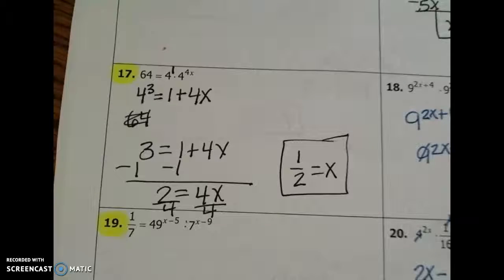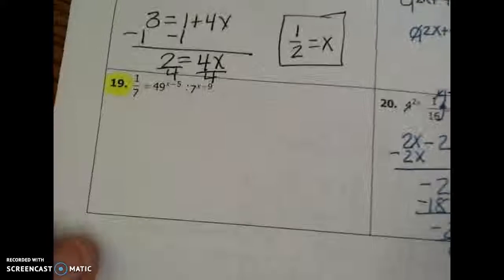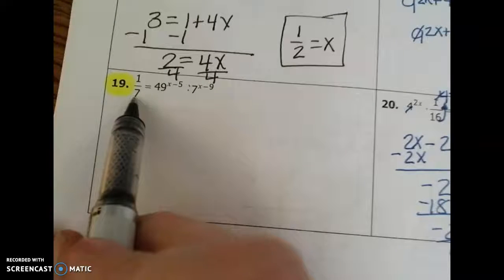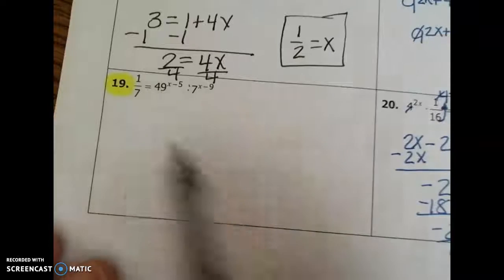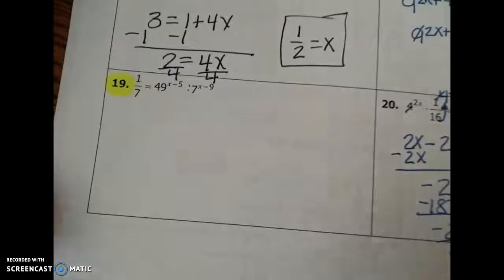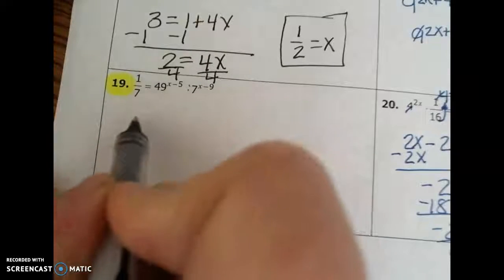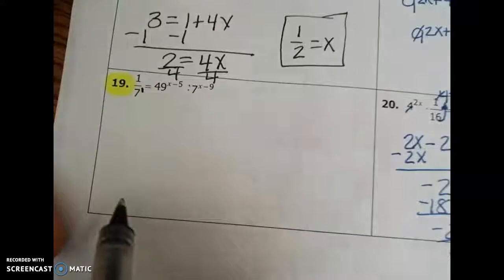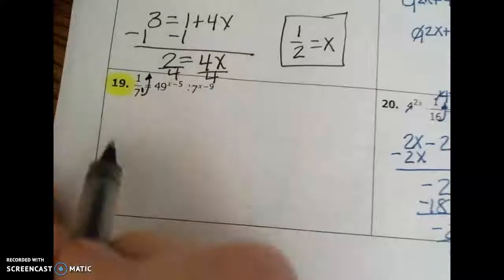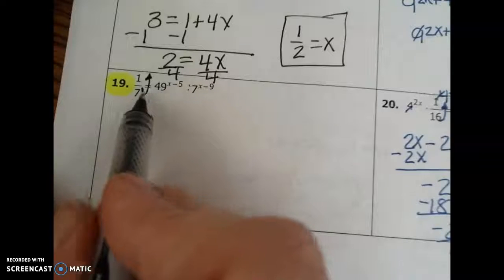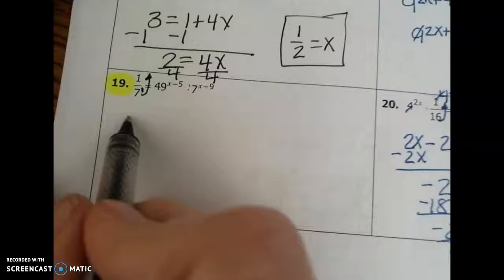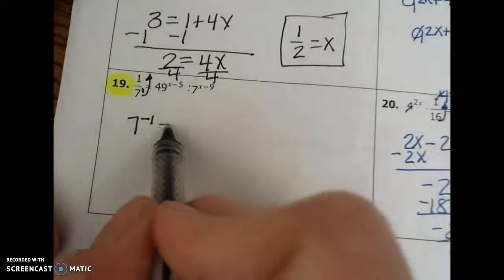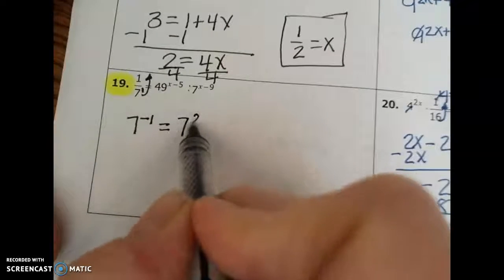Now, the last one I want to do is number 19. I see a 7 base here, and I see a 7 here, so it starts making me think, can 49 be rewritten with the 7? And it can. That's actually 7 squared. So we have a couple of things to do here. I want to move this 7 to the 1 up. When there's a 1 on top, we can easily move this up. It's a positive 1 there, so when it moves across the fraction bar, it becomes negative 1. Equals 49 is 7 squared.